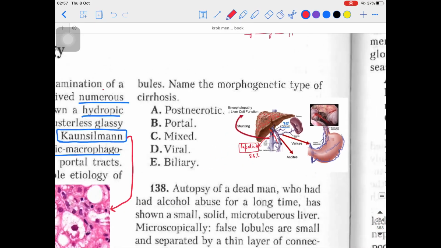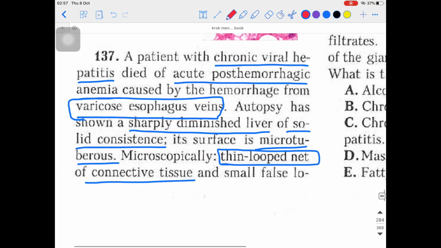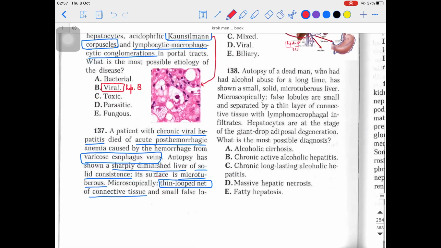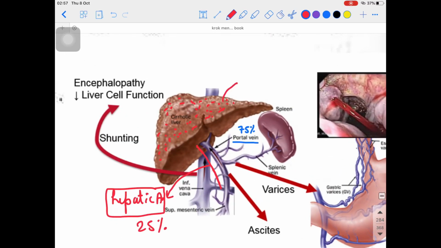Okay, so here what they have written is that its surface is micronodular, meaning the surface has a granular appearance. That is the micronodular surface. I hope you got my point. Why is it so? Because of so many scars forming on the surface of the liver. Obviously, if the liver tries to heal itself, sometimes there can be scar formation. If there is too much scar formation, there is a problem.